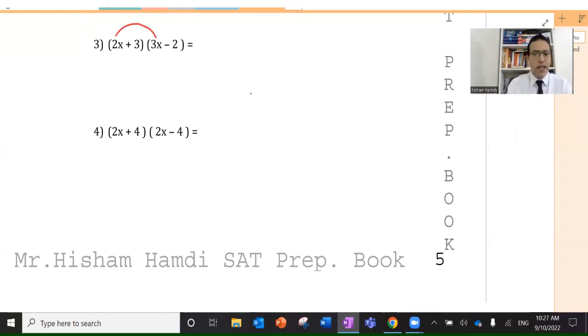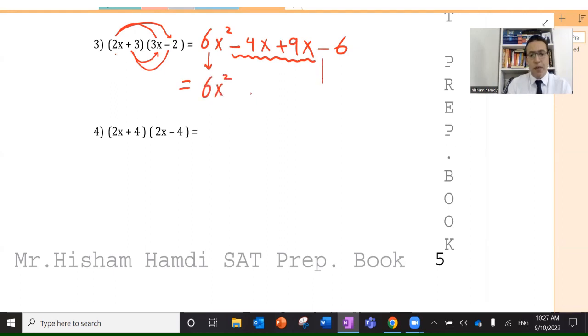2x multiplied by 3x, then 2x multiplied by negative 2. 3 multiplied by 3x and 3 multiplied by negative 2. 2x multiplied by 3x is 6x squared. 2x multiplied by negative 2 is negative 4x. 3 multiplied by 3x is 9x, and 3 multiplied by negative 2 is negative 6. Notice that I have like terms here. So I'm going to put down 6x squared, and negative 6, and then I'm going to add the 2 like terms, positive 9 and negative 4.